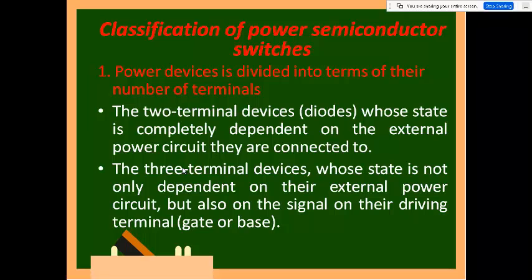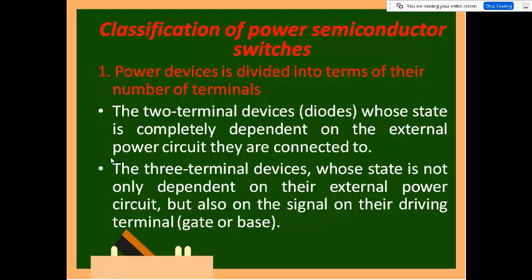Then the classification of power semiconductor devices, that is, power semiconductor switches. The first one is based upon the number of terminals. Based upon the number of terminals, I have 2 terminal or 3 terminal devices. 2 terminal means you will have only 2 terminals, so there is no controlling. You can even call it an uncontrolled device, whereas 3 terminal devices are controllable.